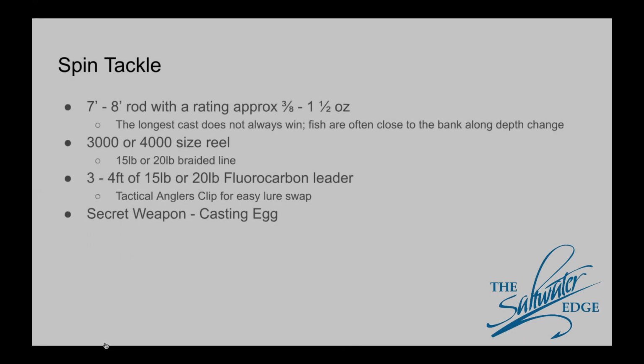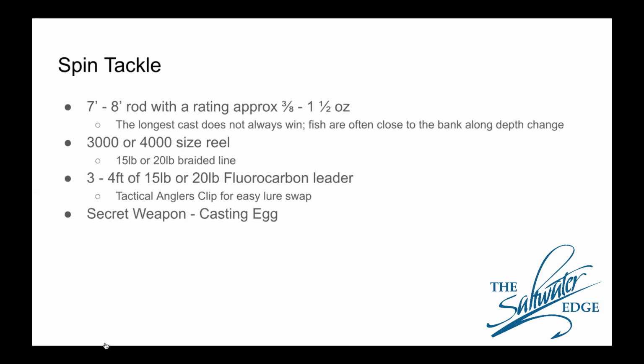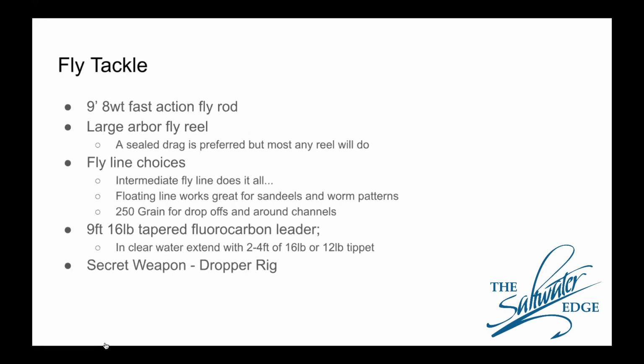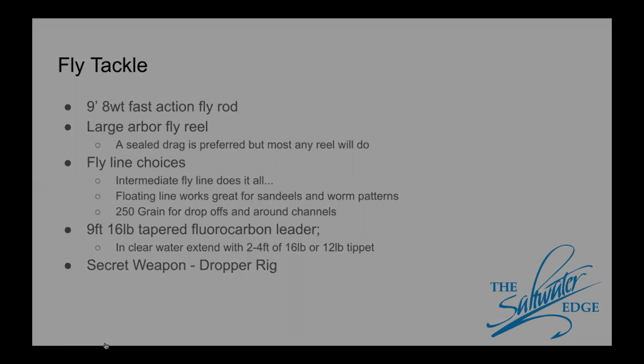Spin tackle might be a 7 or 8 foot rod with approximately 3/8 to 1.5 ounce lures, a 3,000 or 4,000 size reel, 15 or 20 pound braid, generally a fluorocarbon leader to maybe 15 or 20 pounds. For fly, a 9 foot 8 weight, a large arbor reel. Fly line choice is the intermediate, certainly the most universal. For drop offs or deeper water, you probably don't need much more than a 250 grain to fish those channels that might be 6 to 10 feet deep at the most.